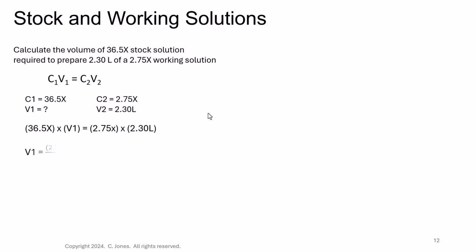We're going to solve for V1, divide both sides of the equation by 36.5x, and we get 0.1732876 liters, but none of our laboratory measuring devices are in liters, and that's too many significant figures. Each of these has 3 significant figures, so our final answer will be 3 significant figures, and we're going to convert liters to milliliters because that's the units that our graduated cylinders are in. Okay?